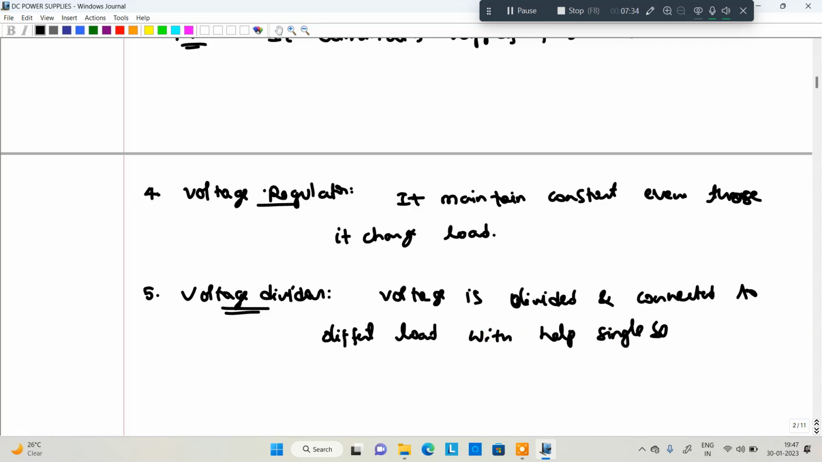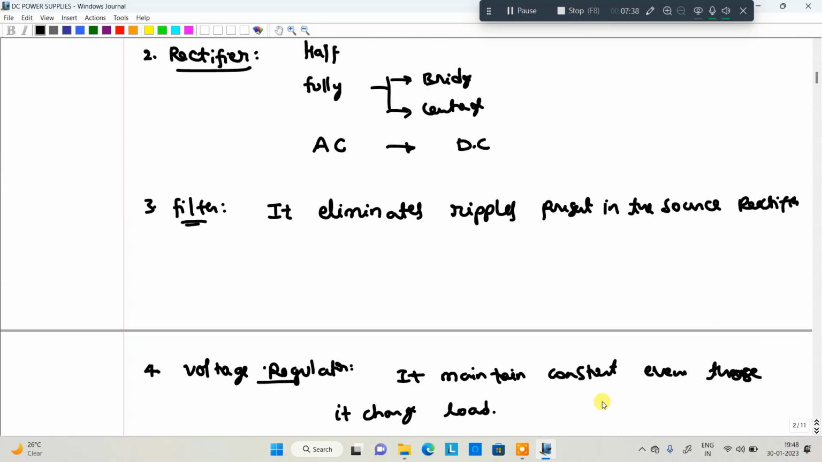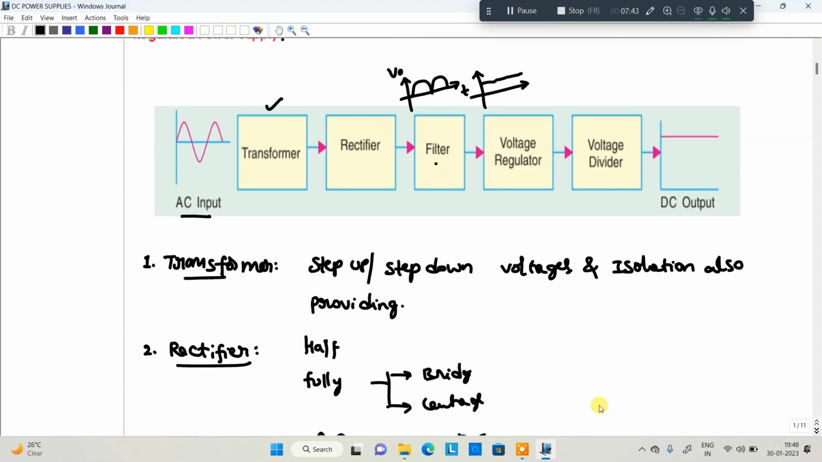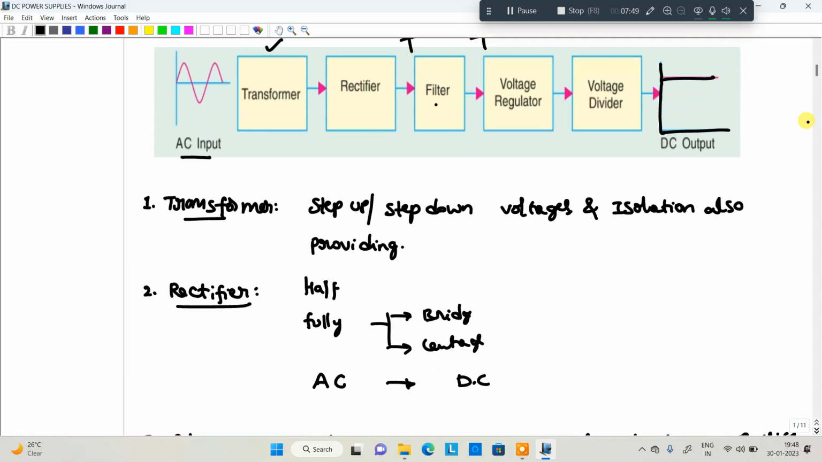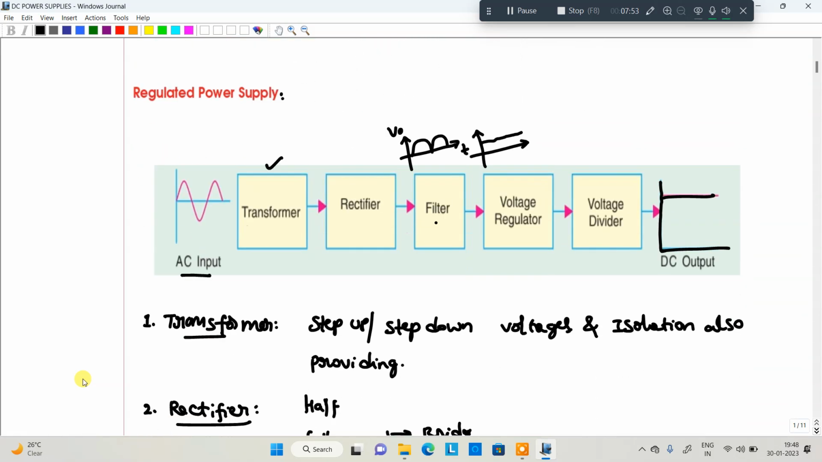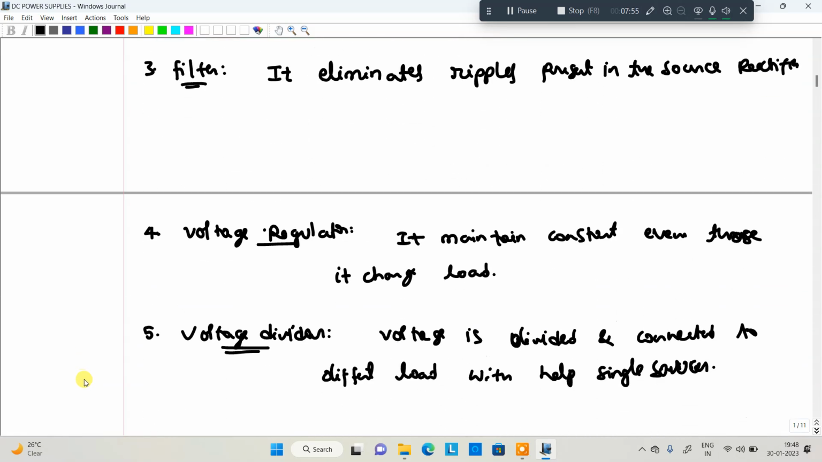Yes or no? So that means we can use only one power supply, that regulator power supply, and connect it to multiple loads. So this is the output. Finally, we have DC output, and that output is available to connect the load terminals. So this is about the regulated power supply. All of you got the idea about the regulated power supply.